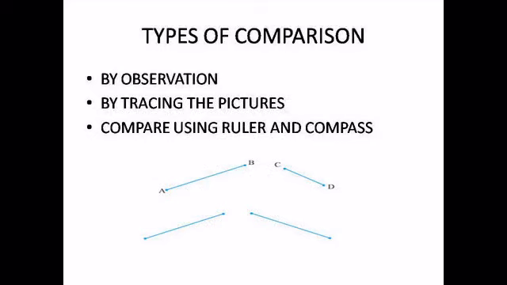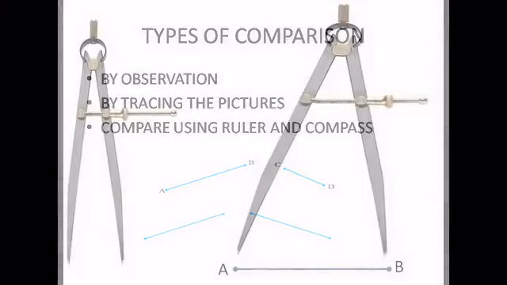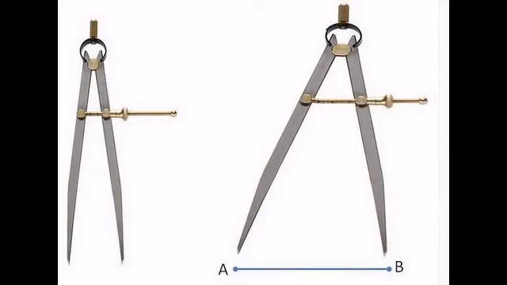By observation we cannot say the correct measure of the figures. By tracing the picture, we can guess what the size of it is. And the third one is the general method of comparing using ruler and compass, and using a divider to measure the line segments.